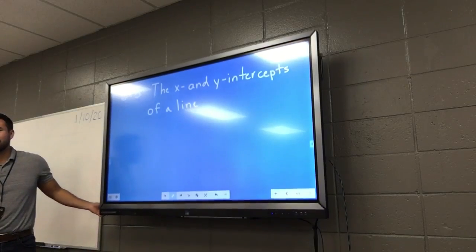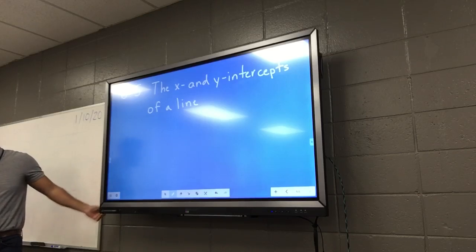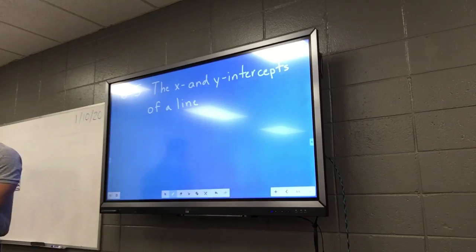In fact, you're going to like X and Y intercepts. It makes graphing easier. You can make graphs even easier than they are. Okay, let's look at this equation.